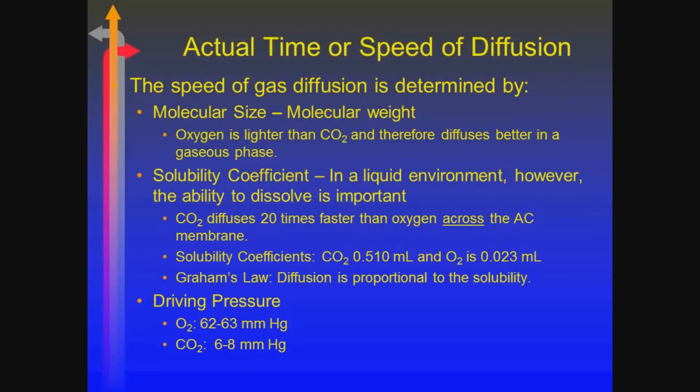And CO2 has a profoundly greater solubility than oxygen, which is why it diffuses 20 times faster across the alveolar-capillary membrane. Implication being, you'll see hypoxemia long before you'll see hypercarbia. And if you look at the driving pressures of the individual gases, what's in the alveolus versus what's in the pulmonary capillary, very small change in CO2, very profound change in PO2.